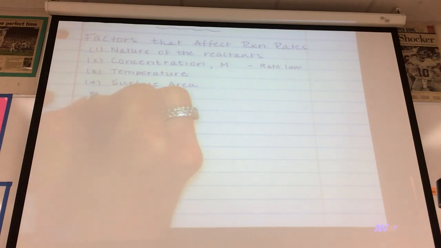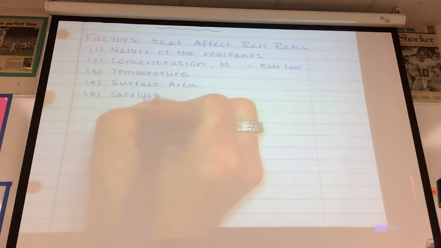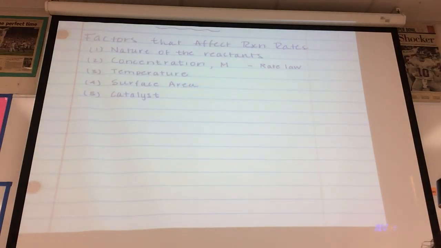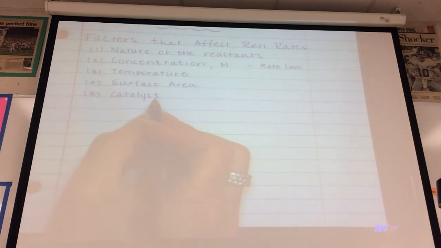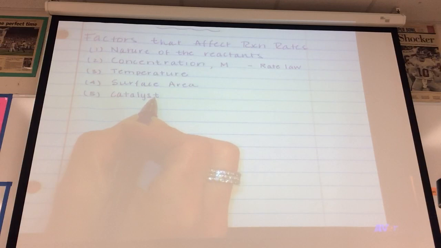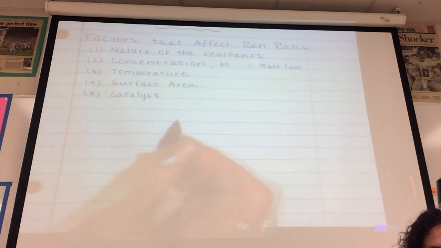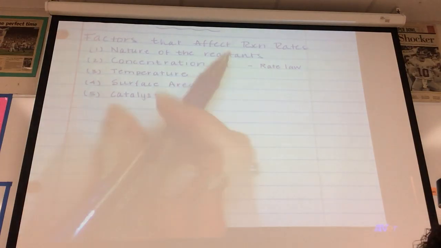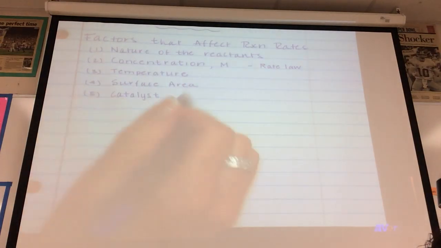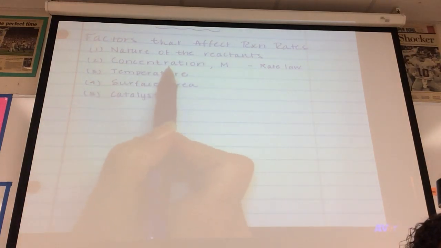The other factor would be a catalyst. A catalyst is a substance that increases the reaction rate by providing an alternative mechanism where the activation energy is lower. We'll get into that more toward the end of the chapter. Last year you learned about enzymes. We talked about this the other day. Enzymes are biological catalysts. Without enzymes, you would not be alive. These are factors that affect reaction rate, and we're really going to focus quite a bit on concentration to get it going.